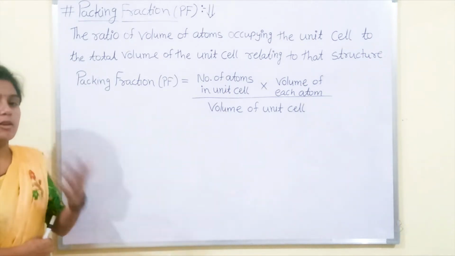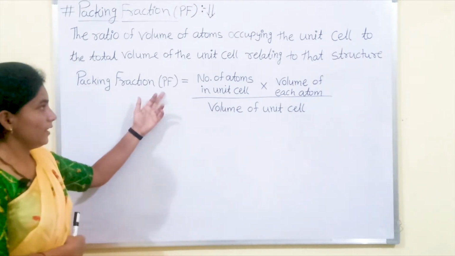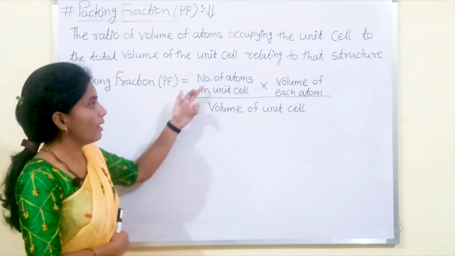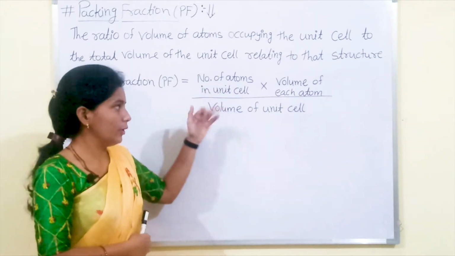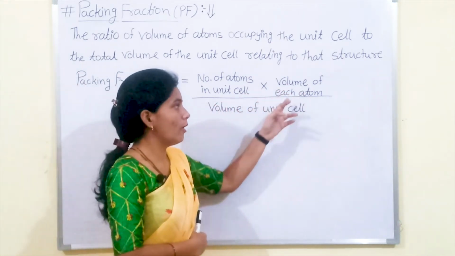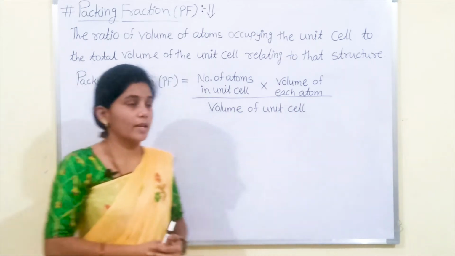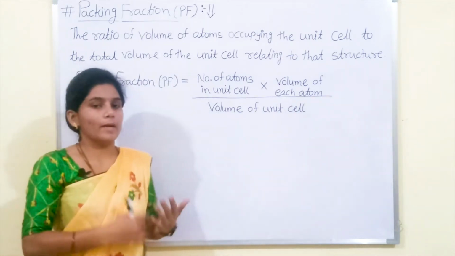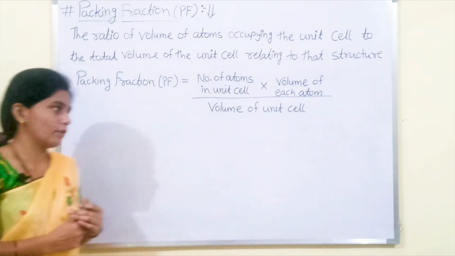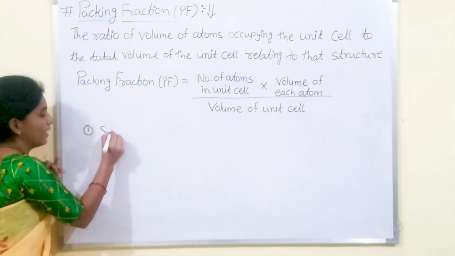For the calculation of packing fraction we have a formula. We can call it PF in short. PF is the number of atoms in the unit cell, which we have calculated, into the volume of each atom, divided by the volume of the unit cell. We will see it one by one for simple cubic, body centered and face centered.